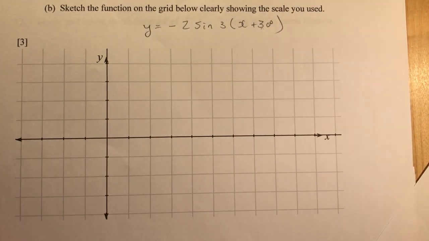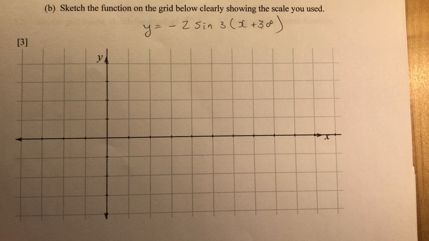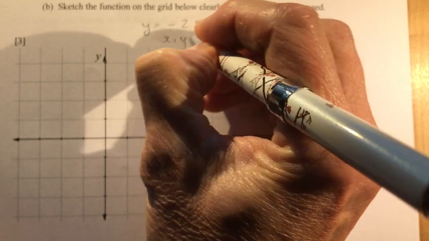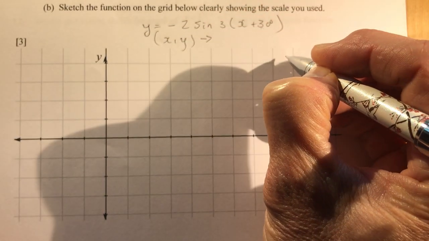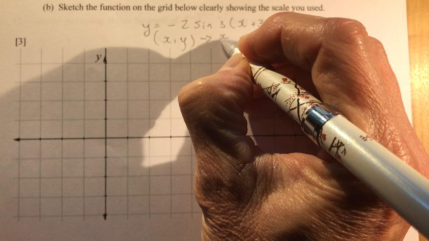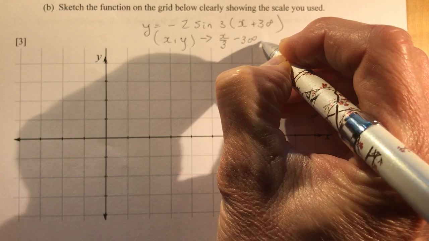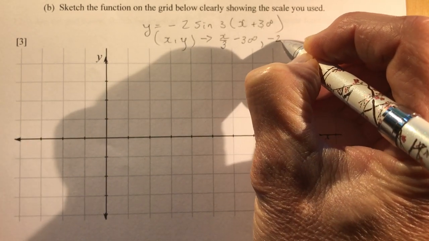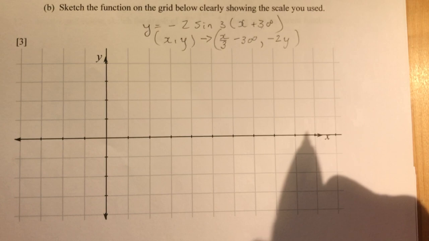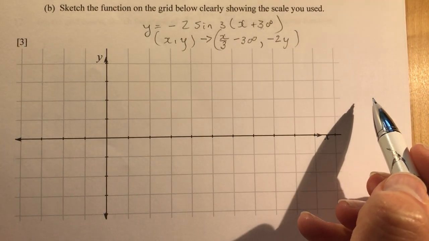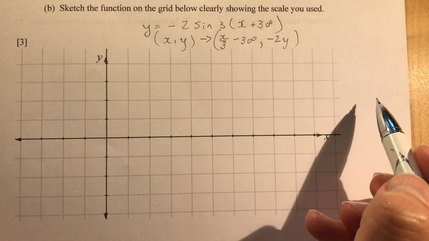A mapping rule is always a good idea. Always take your time to do a mapping rule and use some points that you can think about here, okay? So my mapping rule would say the regular function x and y are going to change to, I'm going to divide my x's by 3. See, this is this one, x divided by 3, minus 30 degrees. And I'm going to do minus 2 times the y values. Now, you could use this and find every little point. For this graph, it's not necessary. For one that your teacher might ask you, it might be.